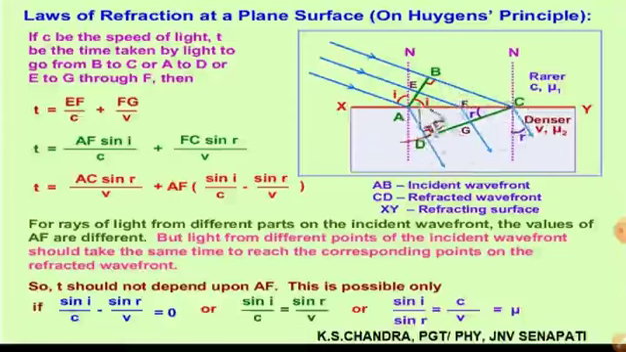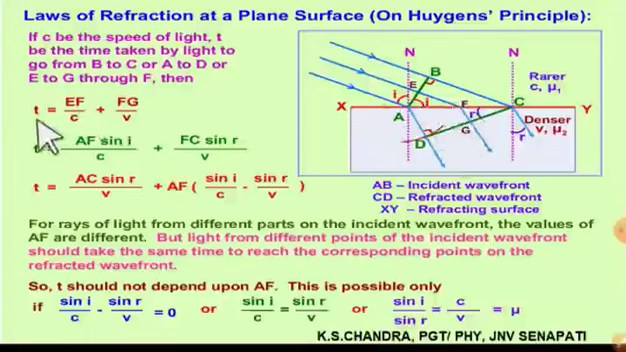Now let's try to prove it. In order to prove that CD is a refracted plane wavefront, we need to take any arbitrary point from this incident wavefront, and we need to prove that during the same time that B reaches C, E should also reach a particular point on the refracted plane wavefront. So from E it should reach G through this F, at the same time, right? So let's try to prove that.